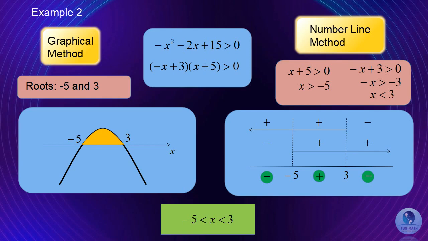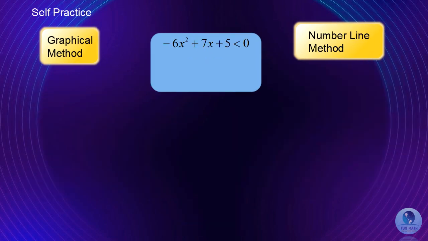Look at the question. The inequality sign is greater than 0. So your answer will be in the positive region. So your final answer will be x is greater than negative 5 but lesser than 3. Use the same method and try this question.